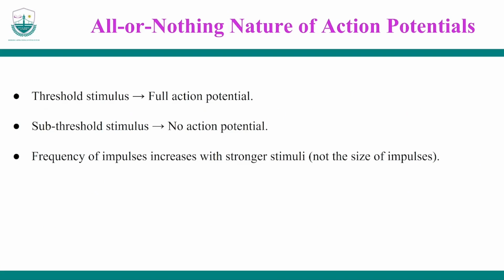We now look at what we call the all or nothing nature of action potentials. This is one of the properties of action potentials or nerve impulses: if the stimulus is of low intensity, it cannot result in a full action potential unless the threshold has been reached. If you have not reached the threshold, then no action potential will be produced. So sub-threshold stimulus, no action potential.